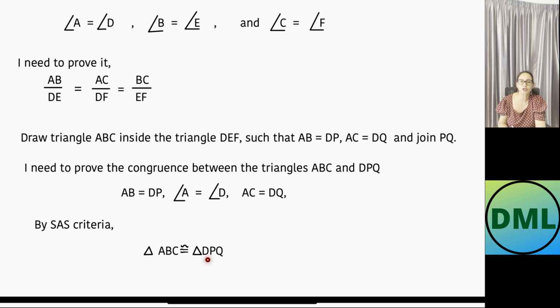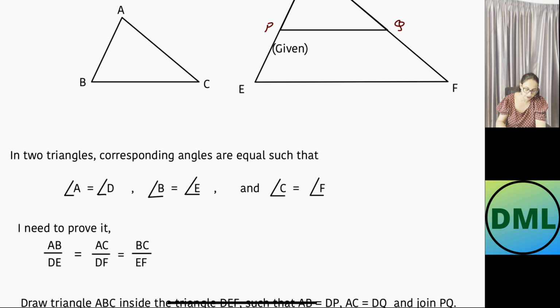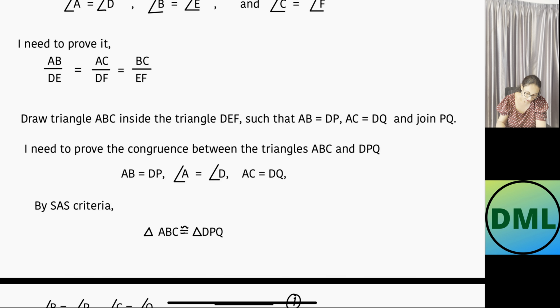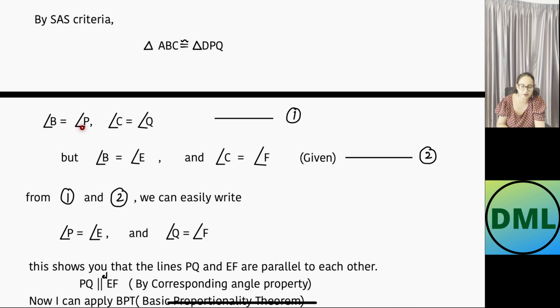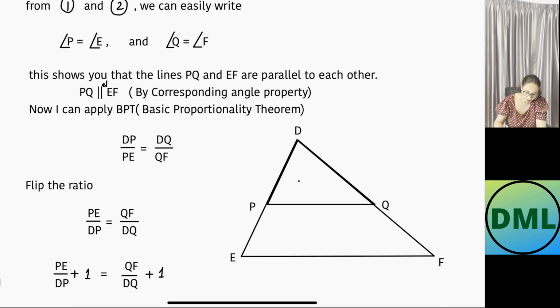When they are congruent, by CPCT we can write that angle B is equal to angle P and angle C is equal to angle Q. But it is given to us that angle B is equal to angle E and angle C is equal to angle F. From these two equations, I can say that angle P is equal to angle E and angle Q is equal to angle F. If you look at the diagram here, angle P is equal to angle E and angle Q is equal to angle F.